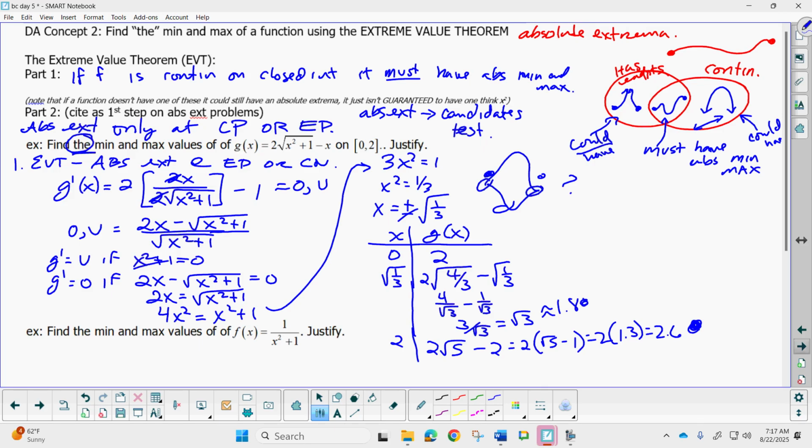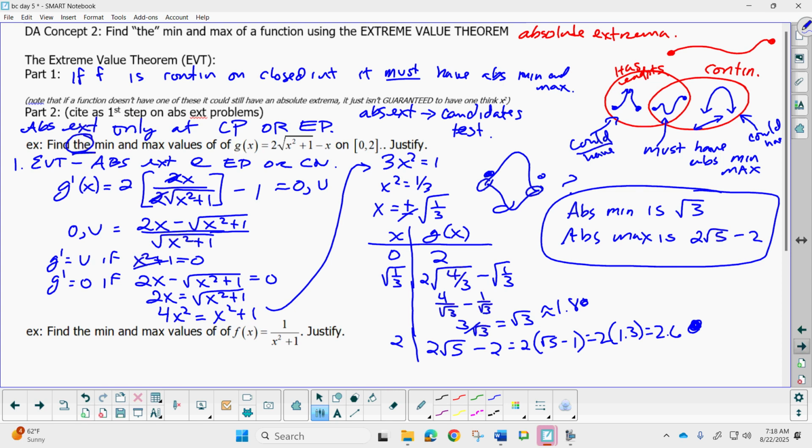So my conclusion is, now pay attention to, is it where is the absolute min or max, or what is the absolute min or max? The absolute min is the square root of 3. The absolute max is 2 root 5 minus 2. And hope that's right. Anywho, good stuff. That's your conclusion.